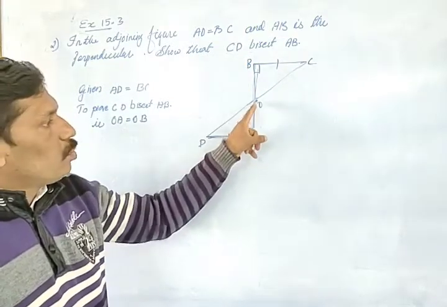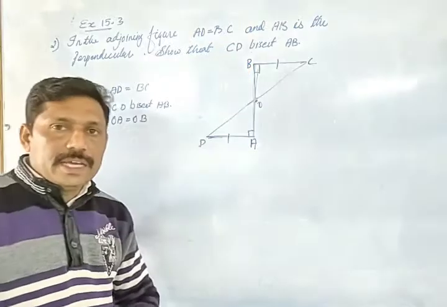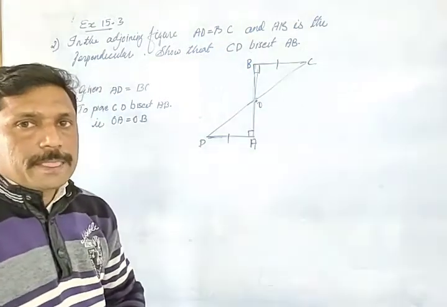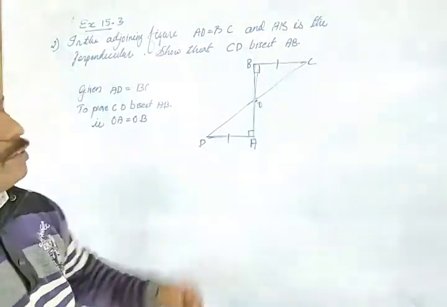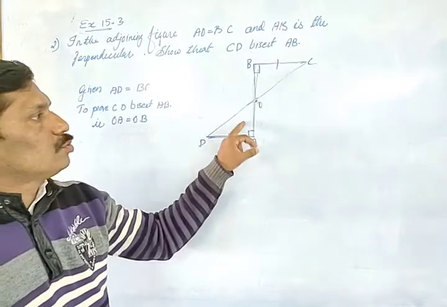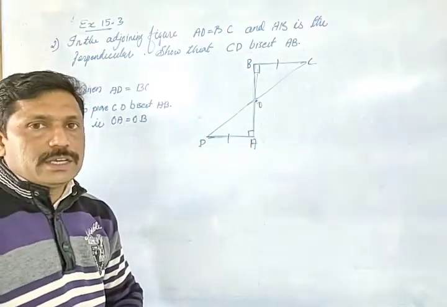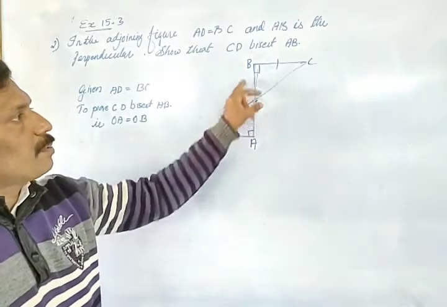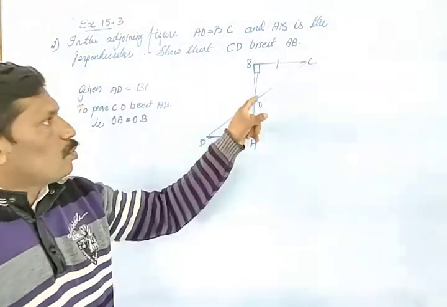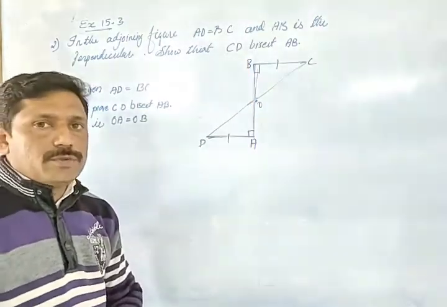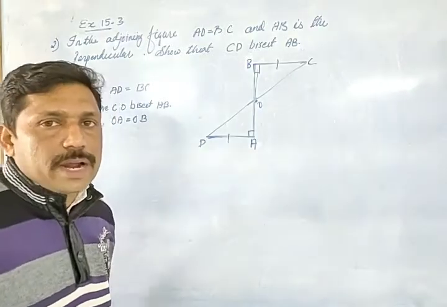That means this OA and OB will be equal. We want to prove that. How to prove that? In order to prove that, we want to prove that these two triangles are congruent. If two triangles are congruent, their corresponding parts also will be equal. That means OB will be equal to OA. So first of all, we will prove that these two triangles are congruent.